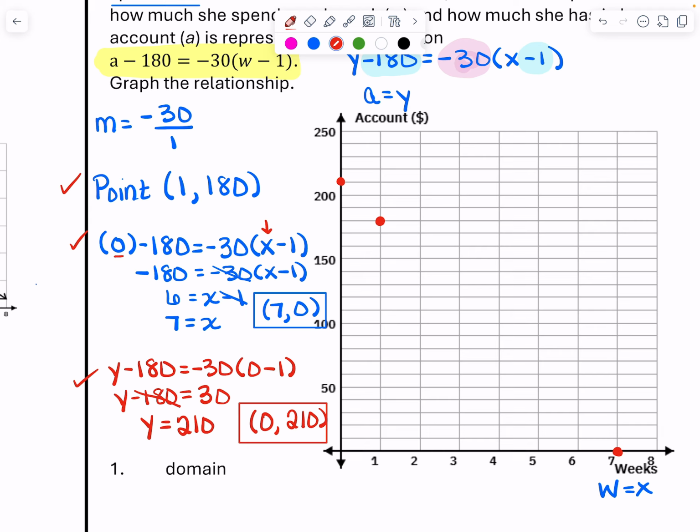But if you're not sure, we can go ahead and use the slope to help us out. That means we are going to go down 30 and right 1. So I'm going to go ahead and pick this point here, and I'm going to go down 10, 20, 30, and right 1, and I'm going to put another point there.